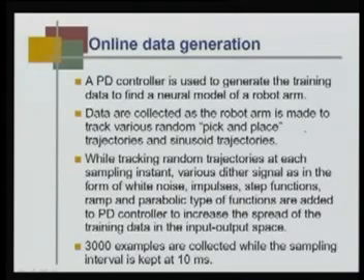Data are collected as the robot arm is made to track various random pick and place trajectories and sinusoid trajectories. While tracking random trajectories at each sampling instant, various dither signals in the form of white noise, impulses, step functions, ramp and parabolic type of functions are added to the PD controller to increase the spread of the training data in the input output space. From now we shift the data from n manifold to n plus p manifold. 3000 examples are collected where the sampling interval is kept at 10 millisecond.